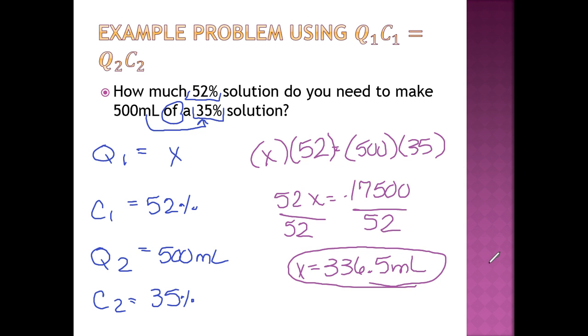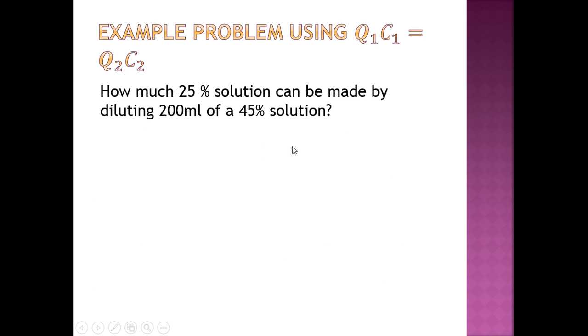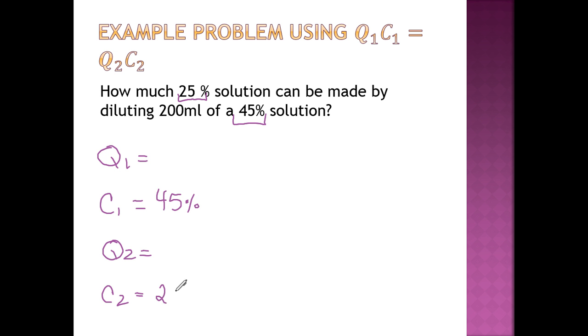Let's take a look at an example just like this one more time. So I have how much 25% solution can be made by diluting 200 mLs of a 45% solution. So again, I'm going to go ahead and pull out all of my information. I have two concentrations here. So my high concentration will be C1. My low concentration will be C2. I have a volume connected to my high concentration by that keyword of. So in this situation, I'm looking for Q2.